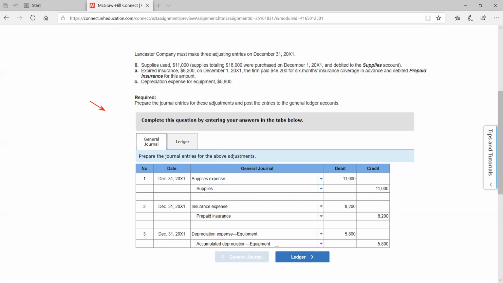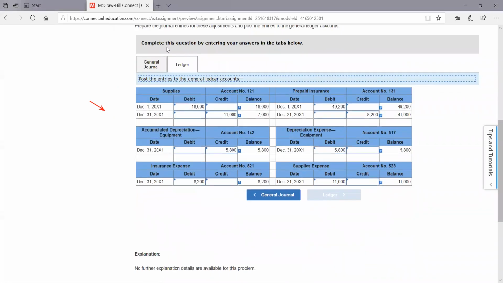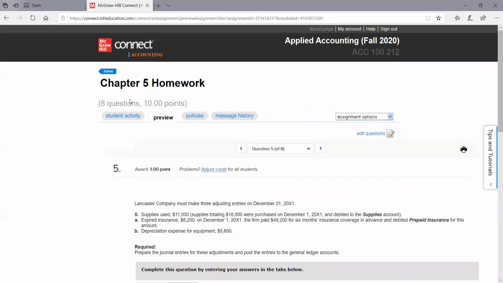And then let's check out your ledger. You should post these all to your ledger. Notice this is what your supplies updated balance should look like. Prepaid should be 41,000. Depreciation expense. Here's your accumulated depreciation, 5,800 credit. Insurance expense and supply. So again, in this problem, they're trying to tie in the ledger aspect of it. Just remember, anything that gets recorded in the journal should be posted into the ledger. Ledger is your summary. All right, this is number 5.